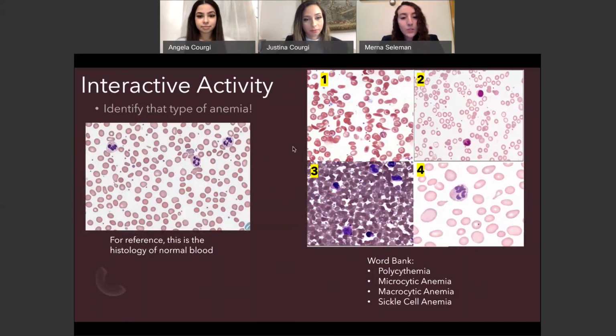And now on to an interactive activity. The goal of this activity is to observe the histology of normal red blood cells and compare it to the histology of the various types of anemia on the right-hand side. So this is the normal and these are the anemias. Then using the word bank, choose which anemia corresponds to which histology image.